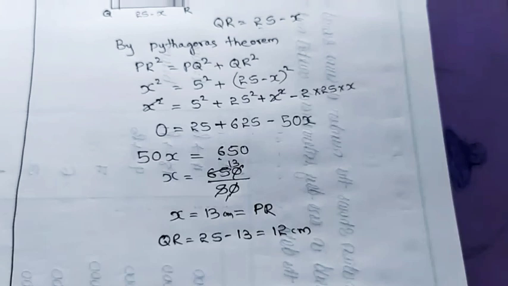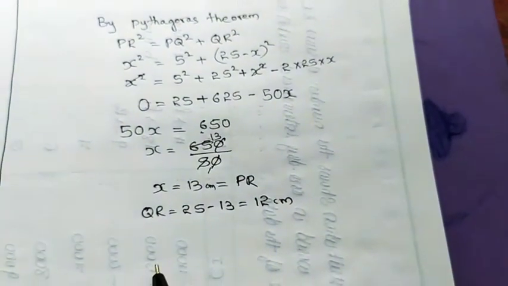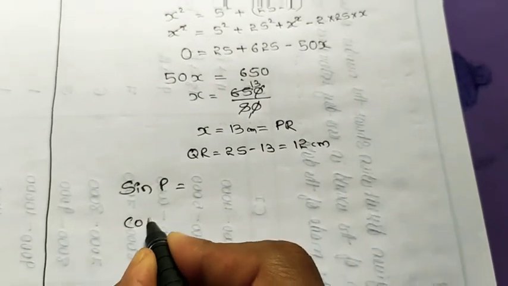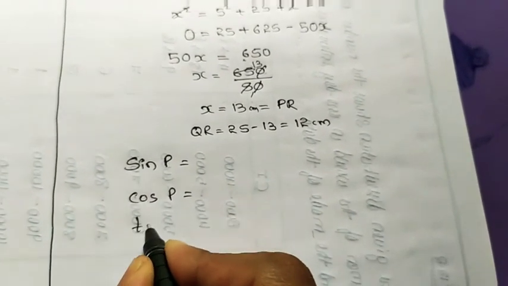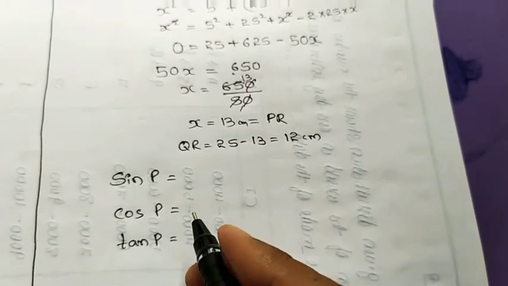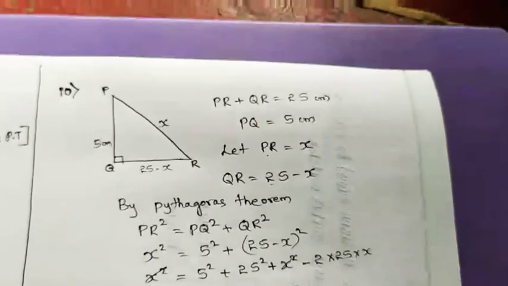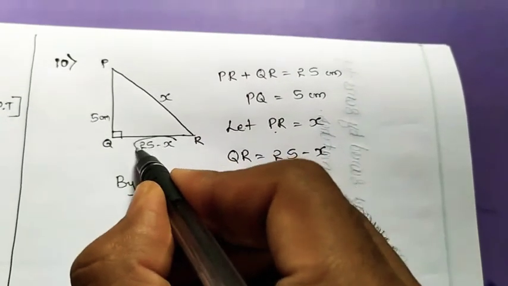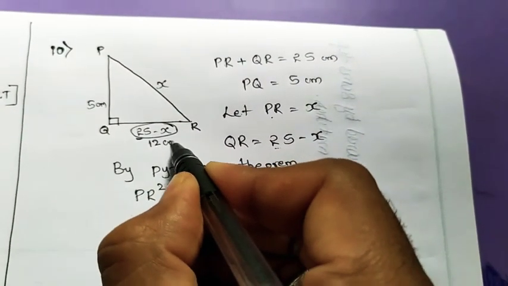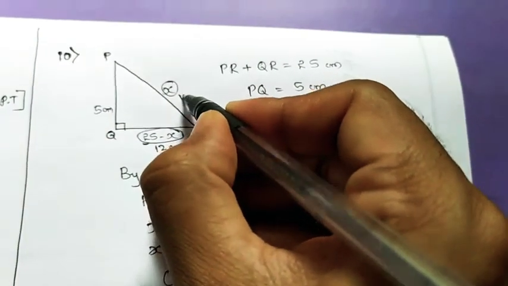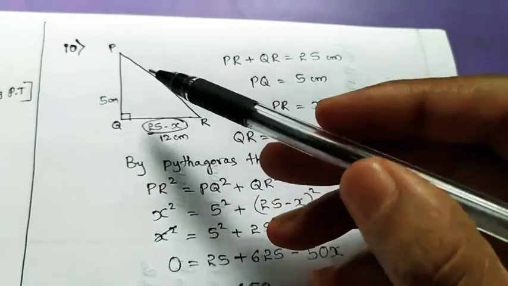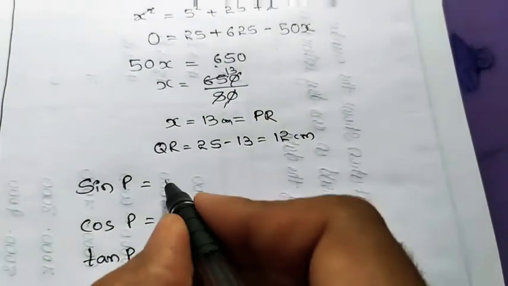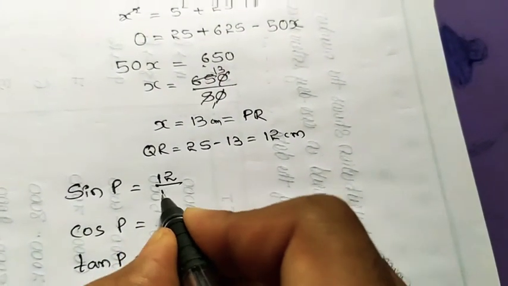Okay. Now what do we need? We need sin P, cos P and tan P. Okay, so let's see. Sin P means opposite by hypotenuse. Opposite, how much did we get? We got here 12 centimeter and we got this as 13 centimeter. So opposite is 12 centimeter and hypotenuse is 13. So the answer will be 12 by 13.